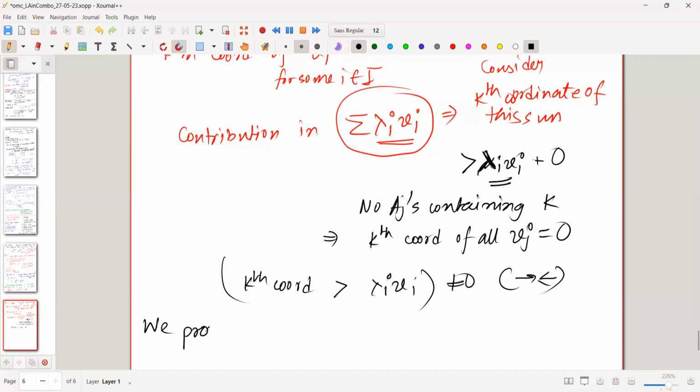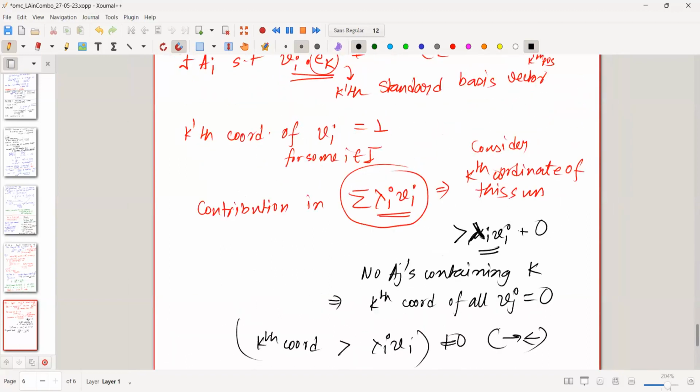So this is a contradiction. So this way we prove that the union over i belonging to I of Ai equals the union over j belonging to J of Aj. So any questions with the proof?